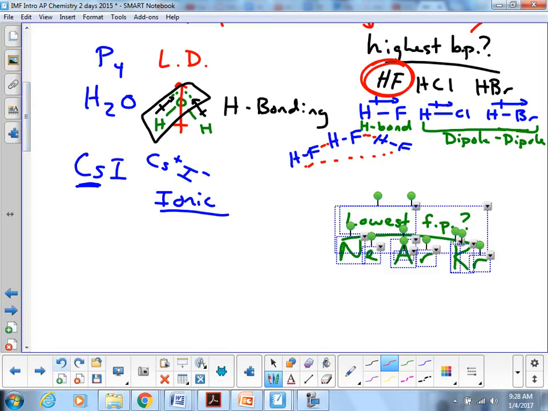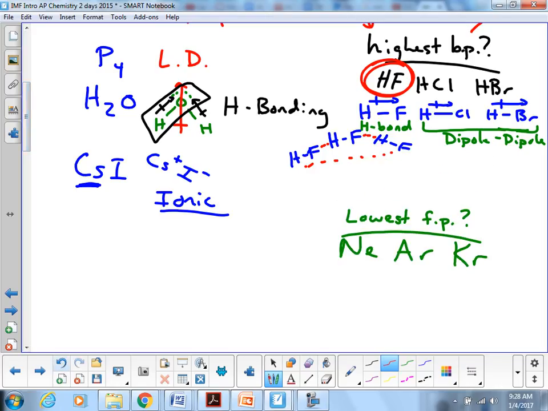It's a very different taste to this one. So, lowest freezing point. Freezing point, I'm going from a, I hope you agree, a liquid to a solid. So I'm trying to drop my temperature, right? So the lowest freezing point, what would that mean? It would mean the last one that becomes a solid, right?